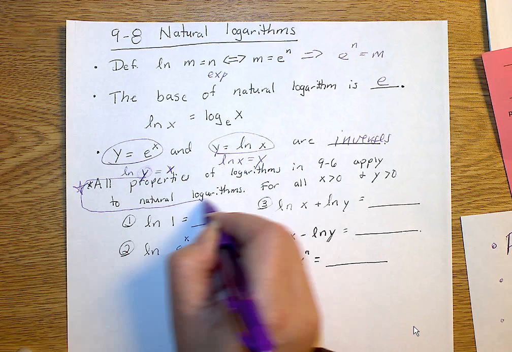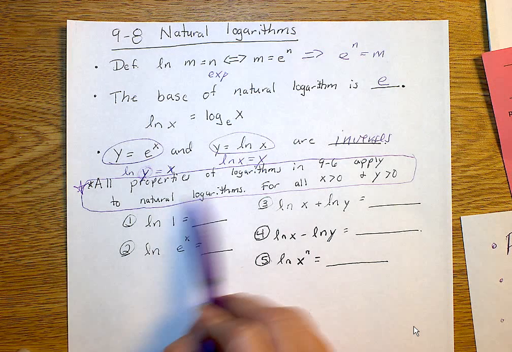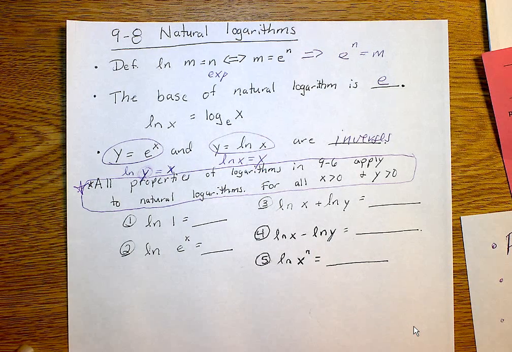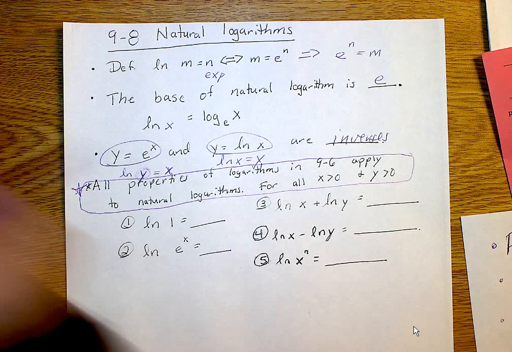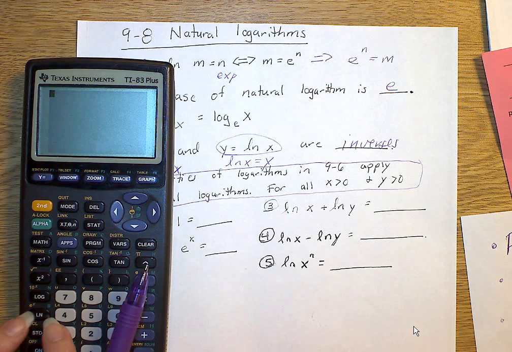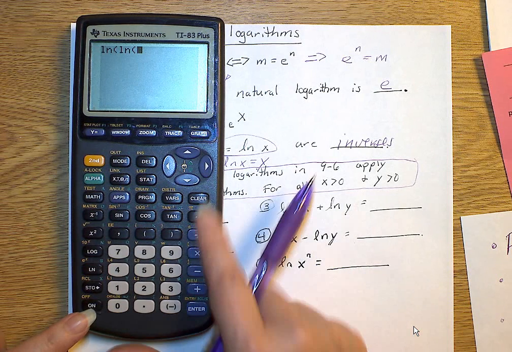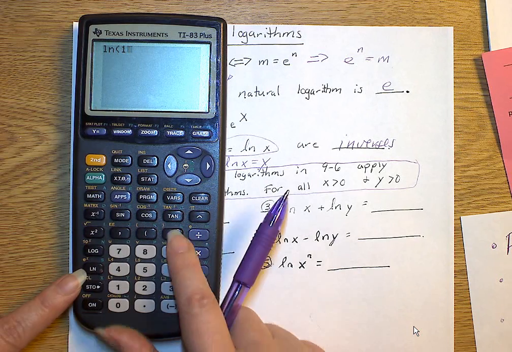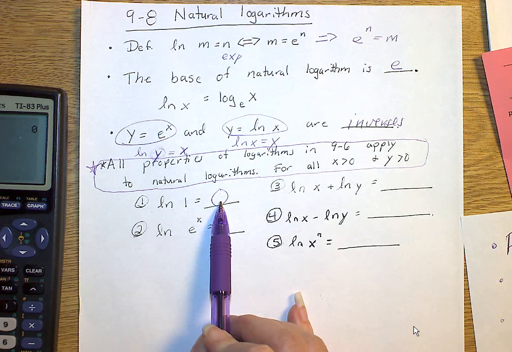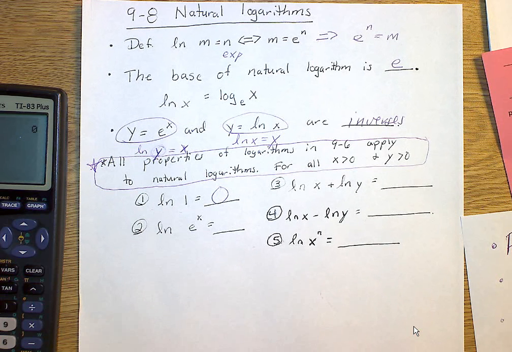All properties of logarithms in 9/6 apply to your natural logs, so all of this is going to look familiar. Ln of 1: put ln 1 in your calculator. What do you get? Remember, your ln is right below your log key. So ln of 1 is 0. Hopefully that makes sense, because logs are exponents, so e to the 0 equals 1. Anything to the 0 is 1, so that's why it has to equal 0.